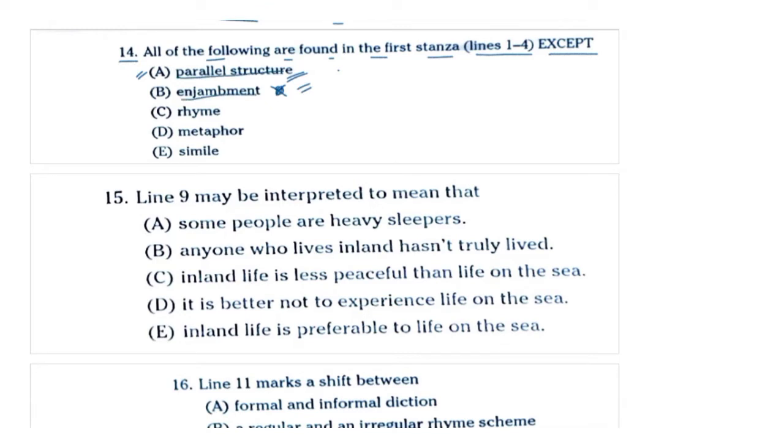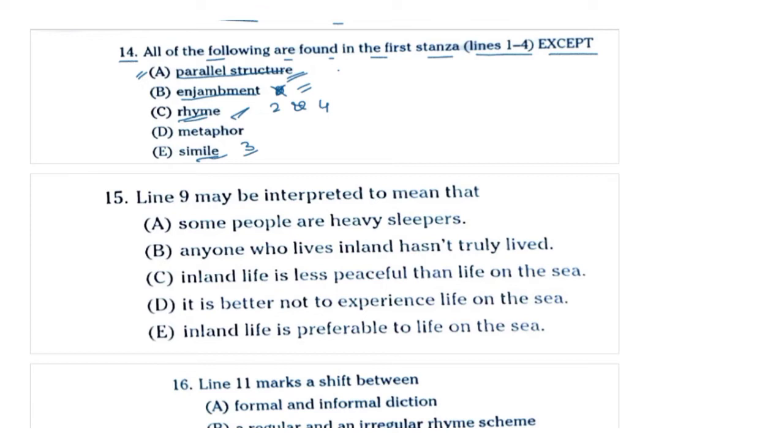We have to find out something which is not present in the first stanza. Talking about rhyme, it is also there. Rhyme is there in line number 2 and line number 4. And a simile shows up in line number 3. Okay, in line 3, there is a simile.